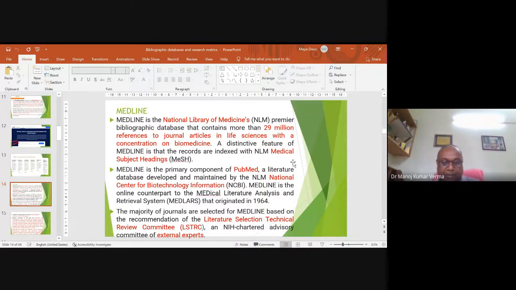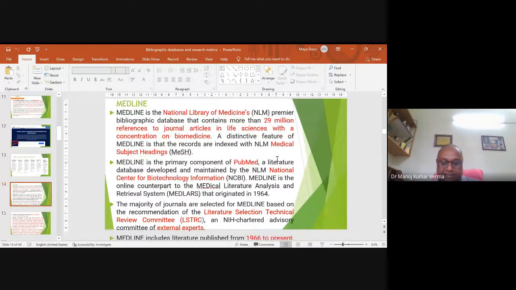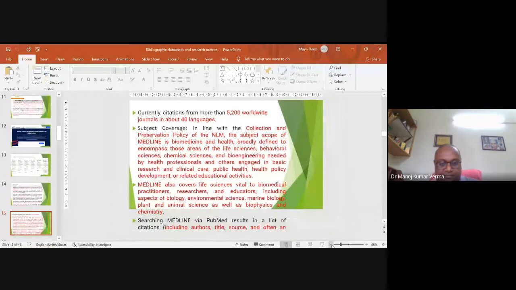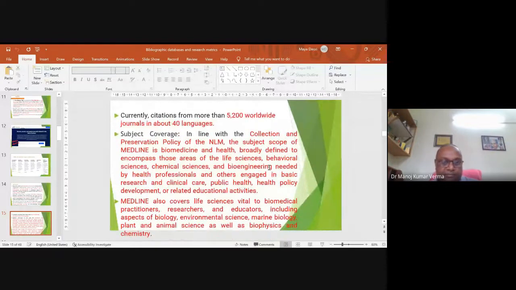The major journals are selected in Medline based on the recommendation of the Literature Selection Technical Review Committee, covering those areas. Currently there are 5,200 worldwide journals in about 15 languages.